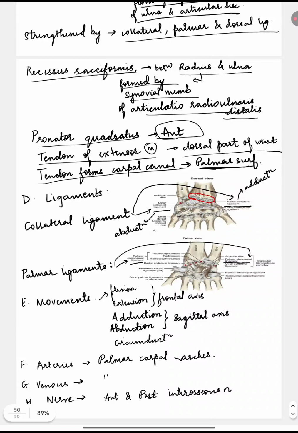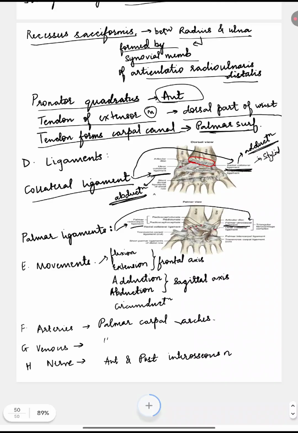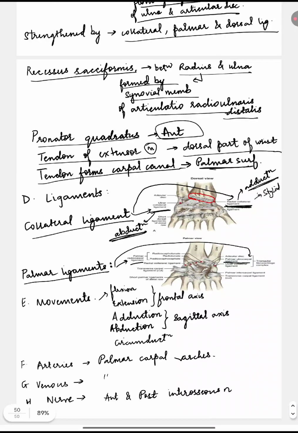Now the ligament is the collateral ligament. First is the radial collateral ligament. It is from the tip of the styloid process to the lateral side of the scaphoid. It does adduction. Ulnar collateral ligament does abduction, and it is from the tip of the styloid process of the ulna to the triquetrum.